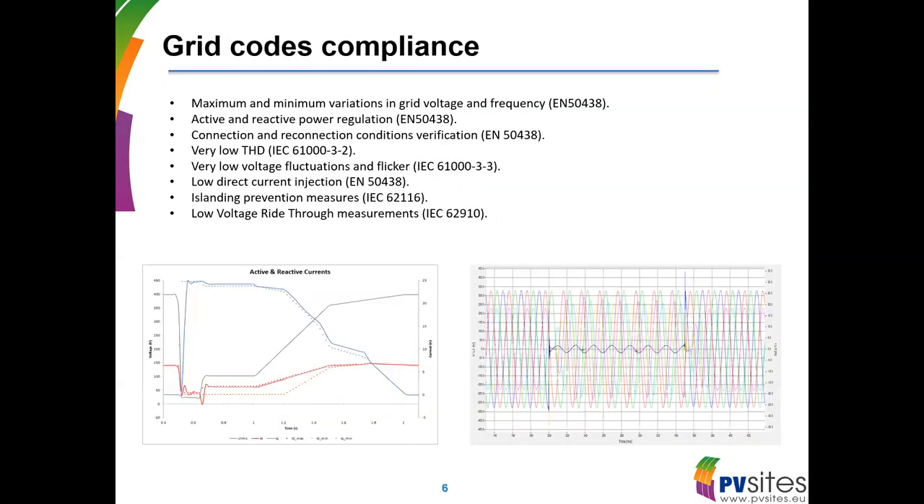Of course, our inverter complies with all the grid codes at the European level. This means that it works with maximum and minimum variation in grid voltage and frequencies stated in Europe. It regulates active and reactive power according to the standards. And also it presents a very high quality output signal, very low THD, very low voltage fluctuation or flicker, low direct current injection. And also it complies with the requirements regarding islanding prevention or low voltage ride-through. All these standards have been tested in our laboratories.